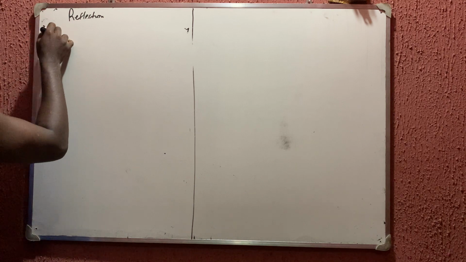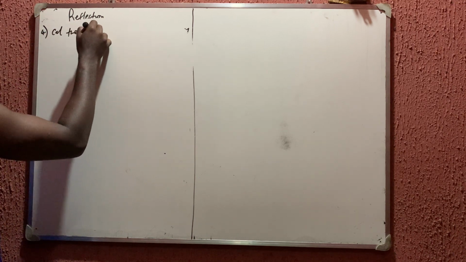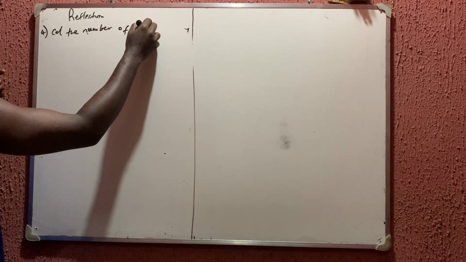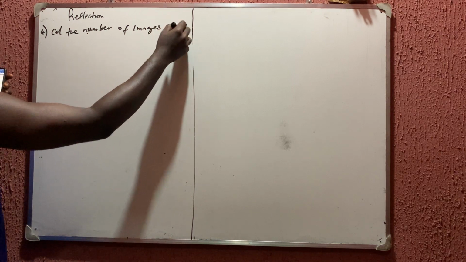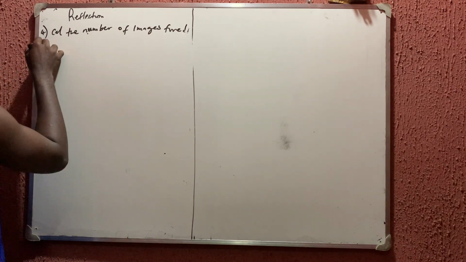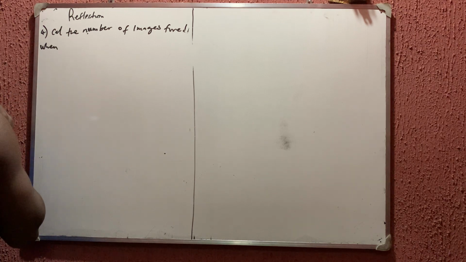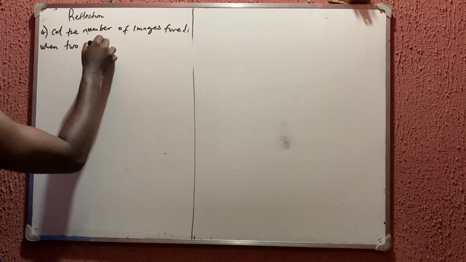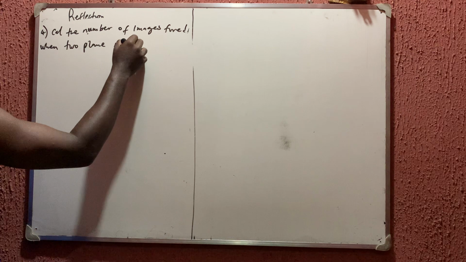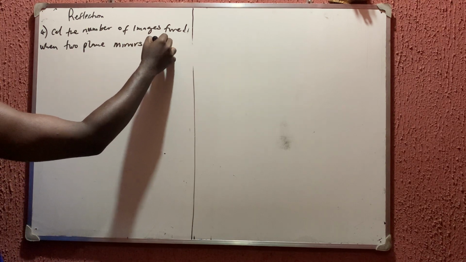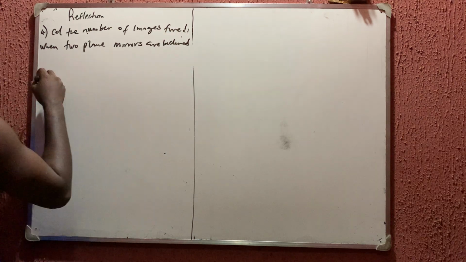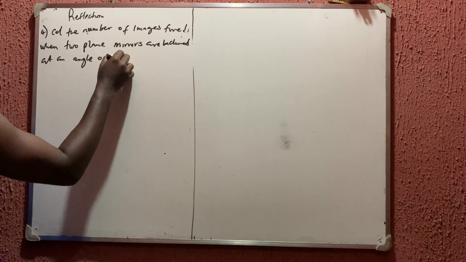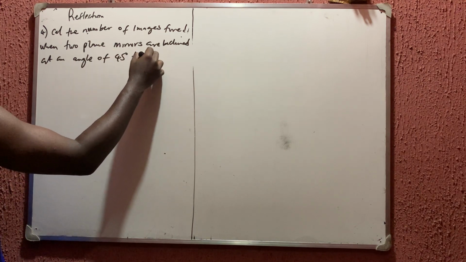Question number 4 said, calculate the number of images formed when two plane mirrors are inclined at an angle of 45 degrees to each other.